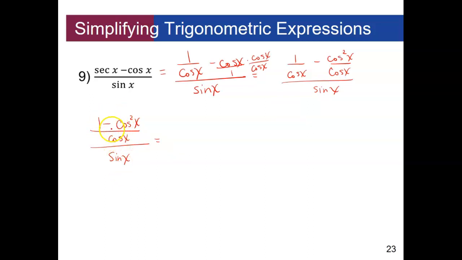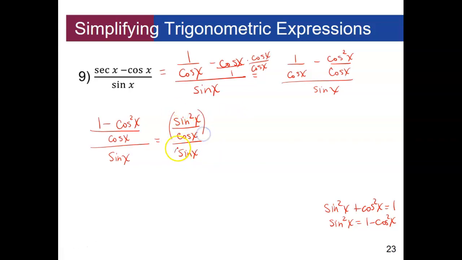If I look at this one, I'm going to come down here to the side. We have sine squared plus cosine squared is 1. So sine squared is 1 minus cosine squared. So in the place of this 1 minus cosine squared, I can put in sine squared.